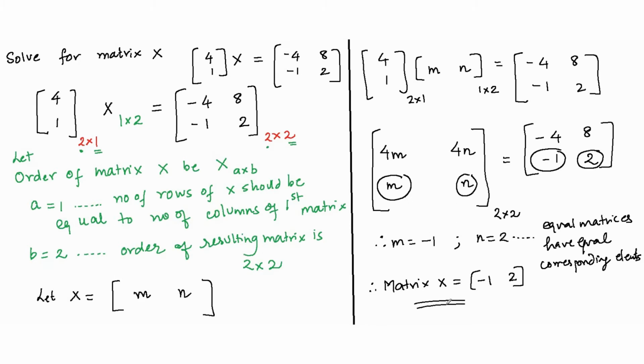So in this problem we were able to first find the order of the unknown matrix, and once we found the order of the unknown matrix, we constructed that matrix using some variables. Like over here I used the variables m and n. And then I was able to find out the values of m and n using the concept of matrix multiplication and equality of matrices. So that is how I approached this particular problem. Let me pause for a minute.